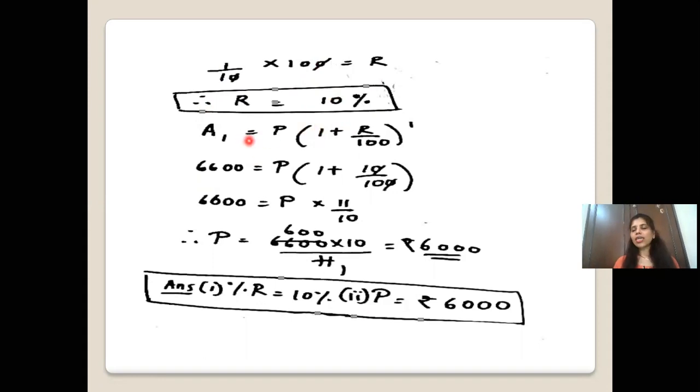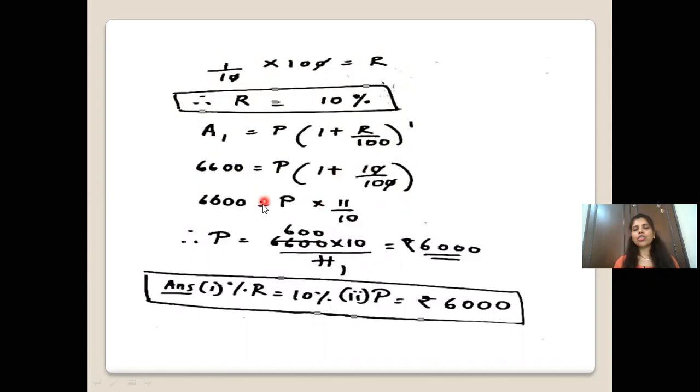So I have decided that smaller the better. So A1. A1 is equal to P bracket 1 plus R upon 100 raised to 1. So 1 you can ignore, as I told you before also. So we substitute the value: 6600 is equal to P bracket 1 plus 10 upon 100. 0 gets cancelled. And again by equating over here, you multiply by 10 and divide by 10, and then you get 10 plus 1 is 11 upon 10.